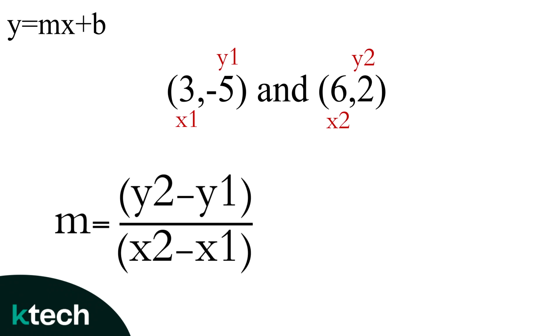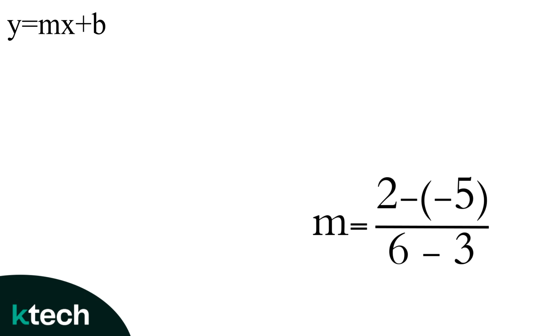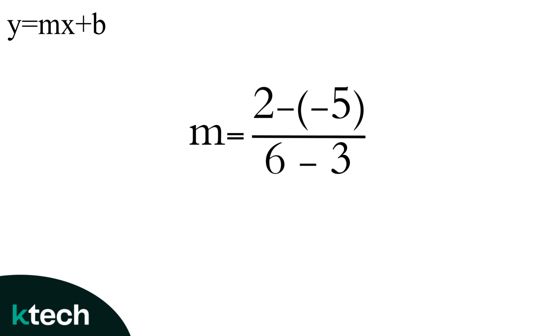m = (y2 - y1) / (x2 - x1). Remember, slope is equal to the difference in the y-coordinates over the difference in the x-coordinates. So we have now m = (2 - (-5)) / (6 - 3). Now, since I took this y-coordinate first, I need to make sure I use this x-coordinate first on the bottom so that my slope has the right sign.